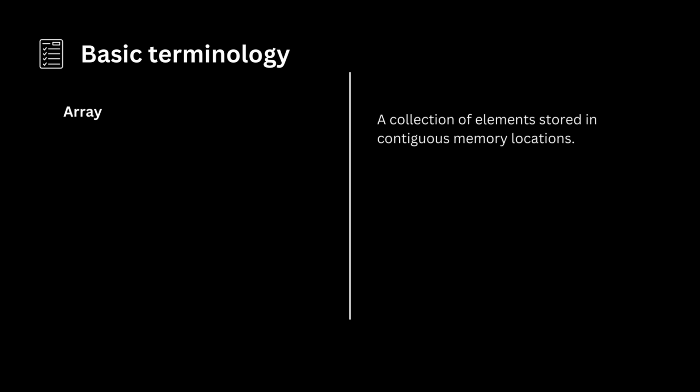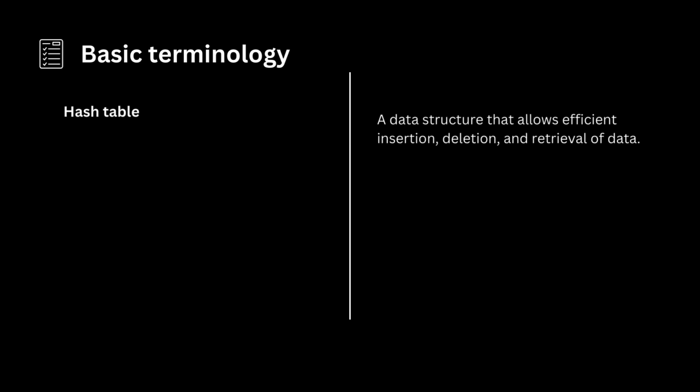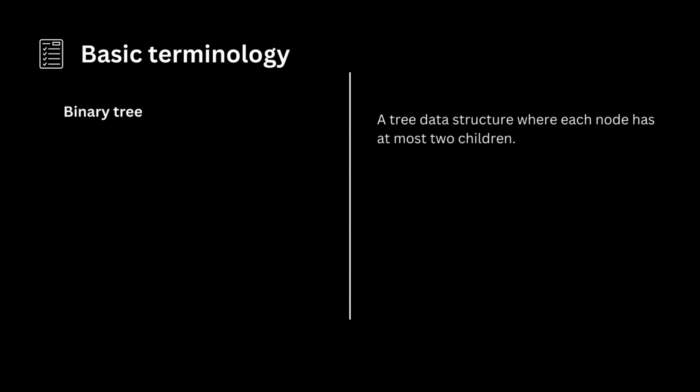Array, a collection of elements stored in a contiguous memory allocations. Linked list, a linear collection of elements where each element points to the next one. Stack, a data structure that follows the last in first out principle, that is LIFO. Queue, a data structure that follows the first in first out principle, that is FIFO. Hash table, a data structure that allows efficient insertion, deletion, and retrieval of data.